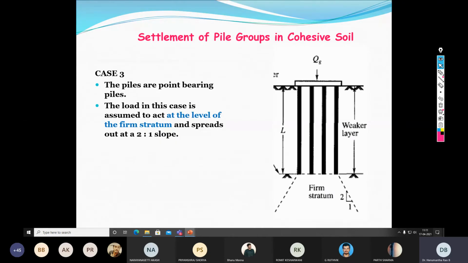So I will stop here. This is all about pile group capacity. We discussed how to calculate the pile group capacity and how to calculate the pile group settlement. If anybody is willing to ask a question, you are most welcome. Otherwise, we can go for the tutorial.